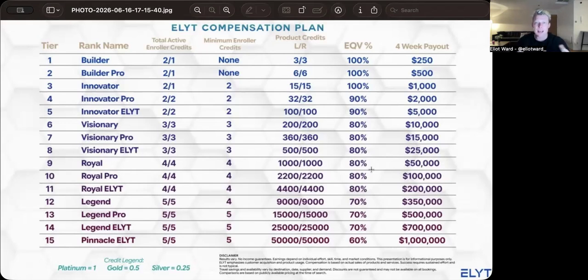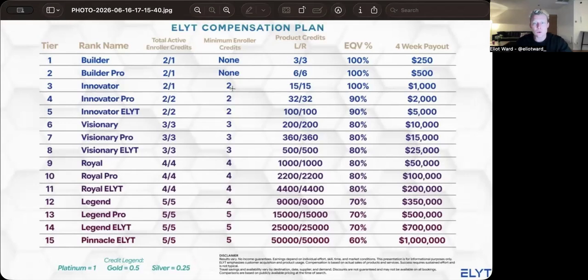You can see that it says none under minimum enroller credits. As you see at tier three, you must have two personally sponsored customer only credits. So that means they can't be a customer and an affiliate. They must be customer only, and they must be included in your personally enrolled when you get to tier three.